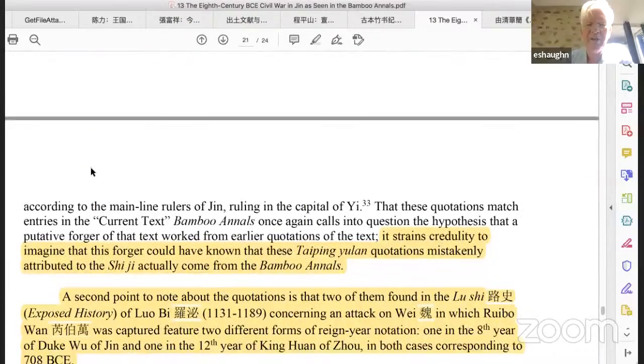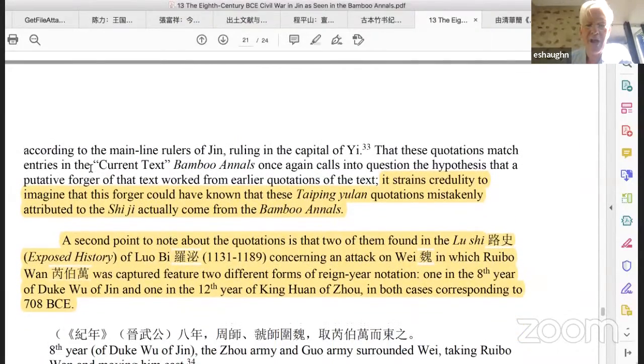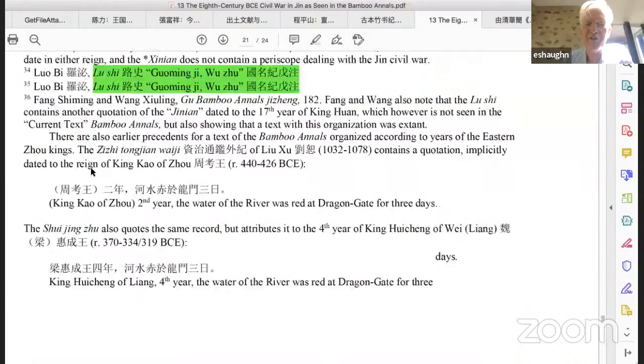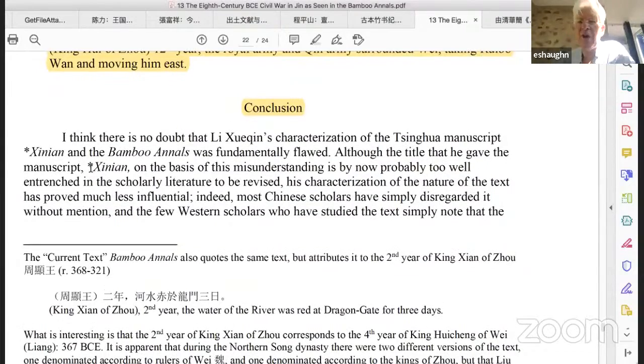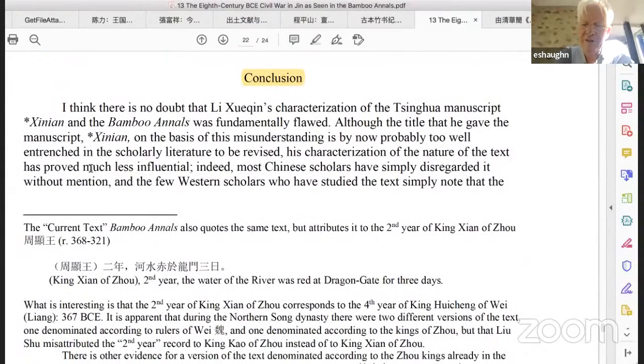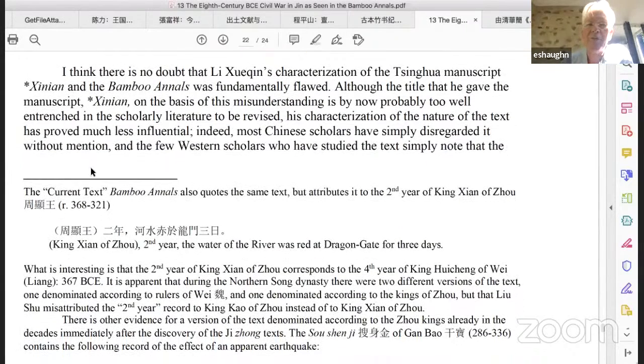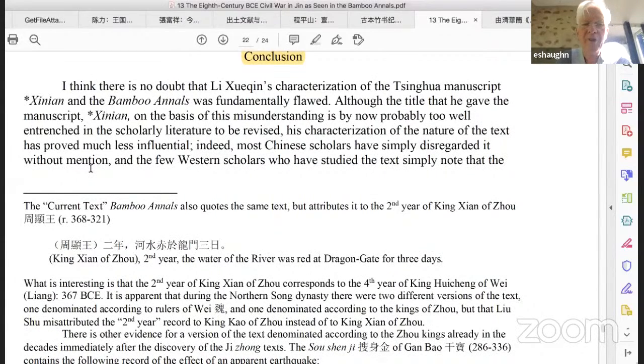And I think we're coming up to almost an hour into the talk, and I was asked to speak for no more than an hour, so I should come to the conclusion. And for the conclusion, I want to read what I have written here, because it makes sure that I will say what I wanted to say when I was writing and thinking about this. So if you could just bear with me as I read through the conclusion to the article: there's no doubt that Li Zhiqian's characterization of the Tsinghua manuscript Xinian and the Bamboo Annals was fundamentally flawed. It's just wrong.